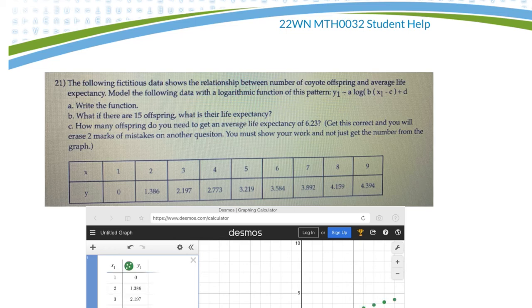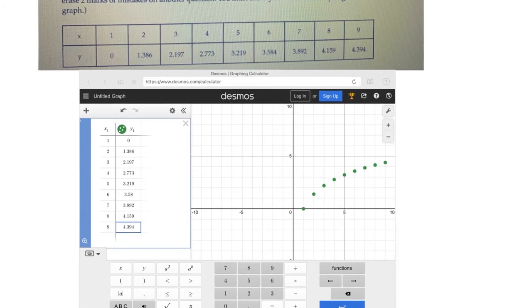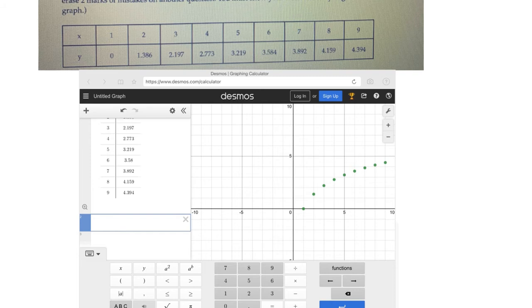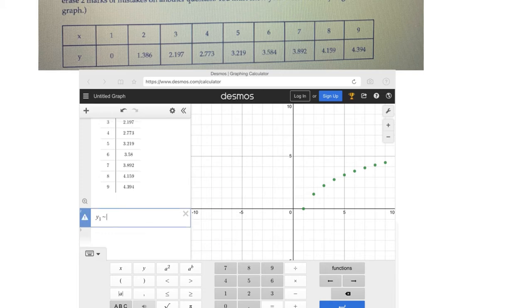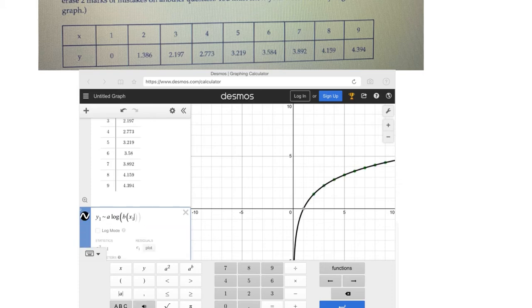Okay, here's a question where they want you to model the function. They say model the data down below and write the function. I've inputted all the data, and now let me go down here and write the function. So y1 is approximately equal to a log b bracket x1 minus c, plus d.